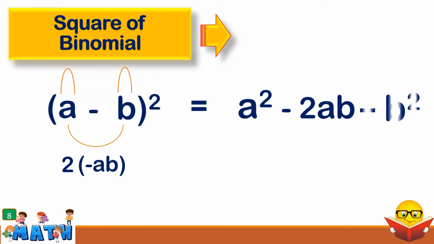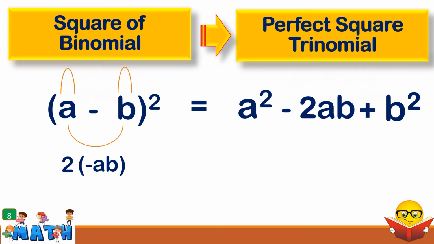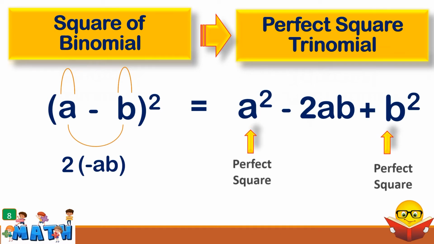So we have a squared minus 2ab plus b squared, which is a perfect square trinomial, and the first and last terms are perfect squares, and the middle term is twice the product of the first and last terms.